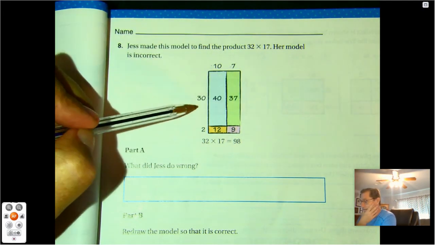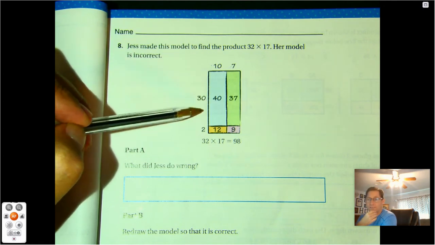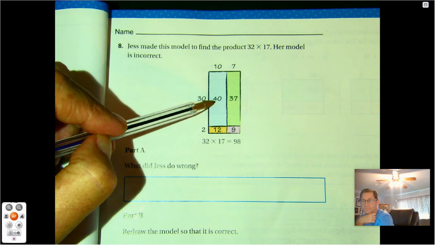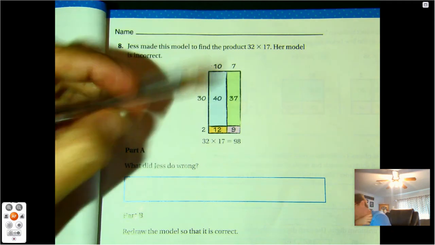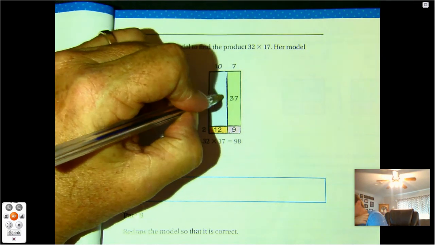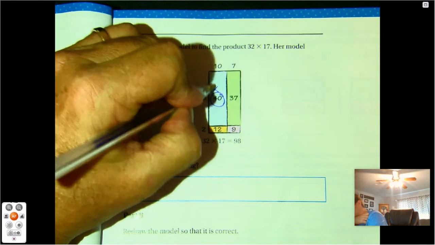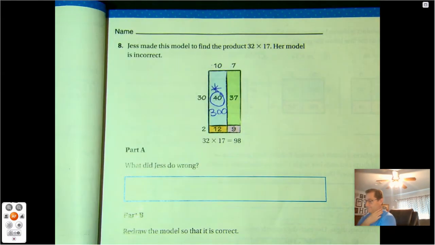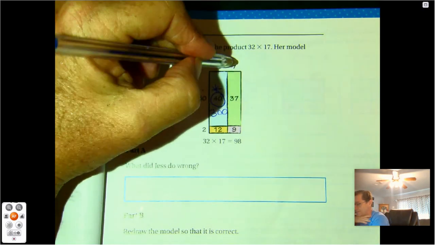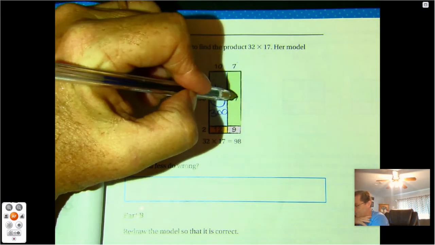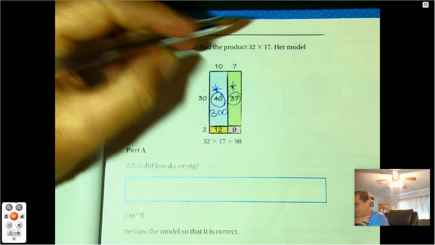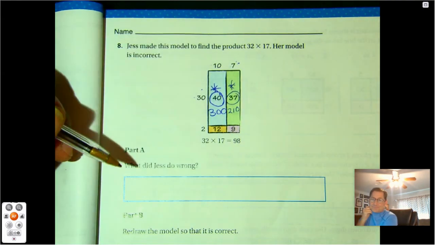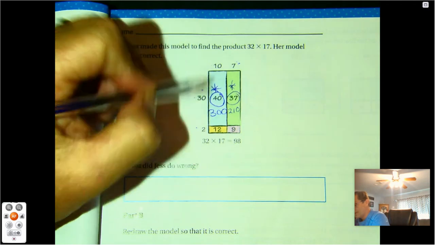So now are the partial products correct? Is 30 times 10 40? Nope. That's not right. That should be 300. 30 times 7. No. That's not right. 7 times 3 is 21, so 210.